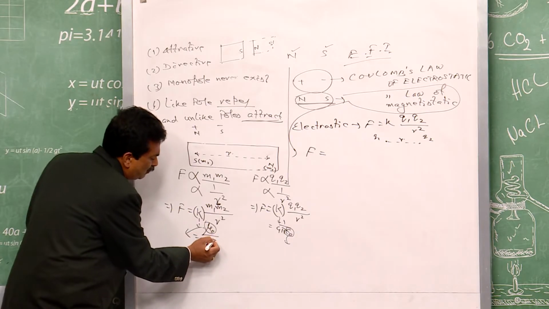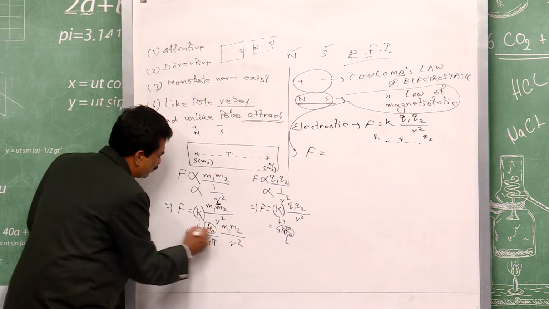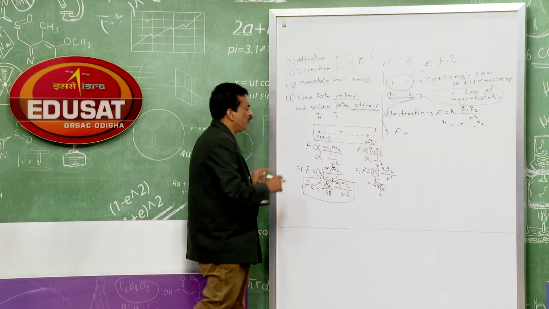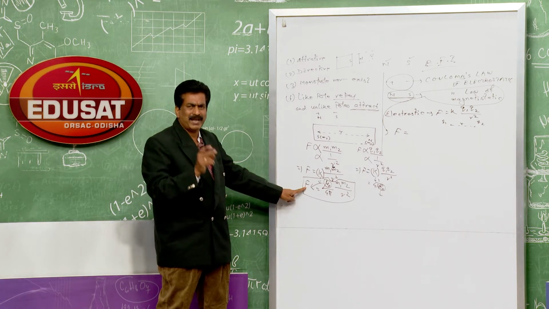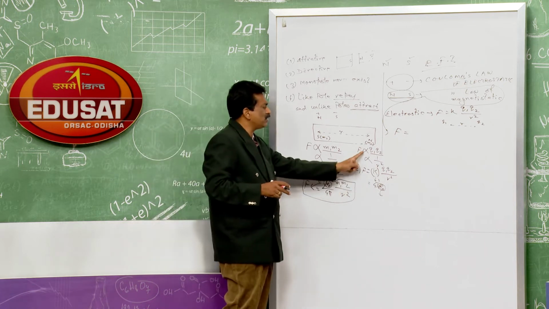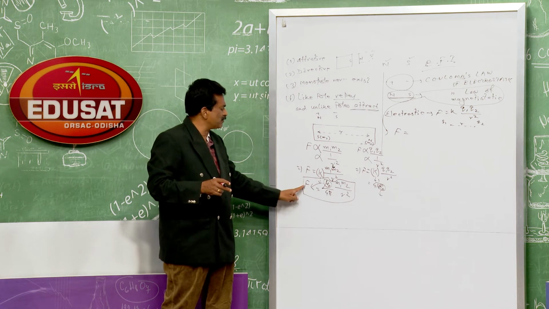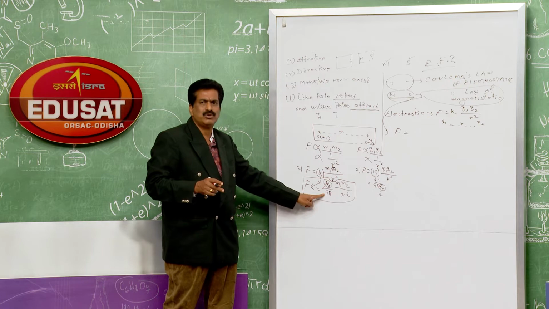So F is equal to mu 0 by 4 pi of m1 m2 by r square. That is the magnitude of Coulomb's law of magnetostatics, or Coulomb's law for the magnetic force. And here also this is the electrostatic force. Then the question comes, what is the value of k? Here the value of k is mu 0 by 4 pi.